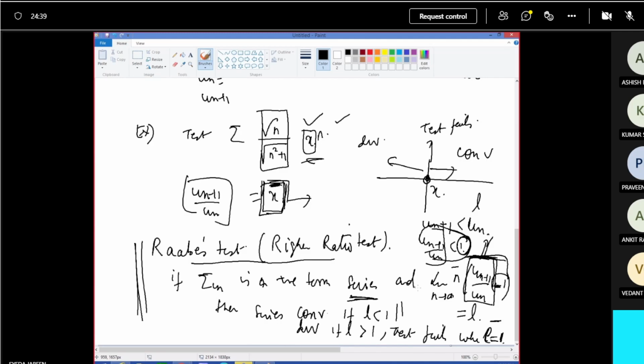Ma'am, can you read the limit term once? I can't understand what the limit over here will be. n tends to infinity. For every series test, you will have n tends to infinity. No, ma'am. After that, what is the exact term? Limit n tending to infinity, n into bracket un plus 1 by un minus 1, equal to L. Okay. Thank you.